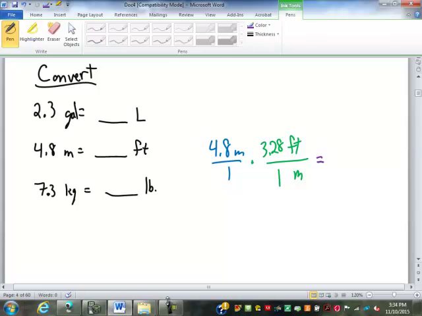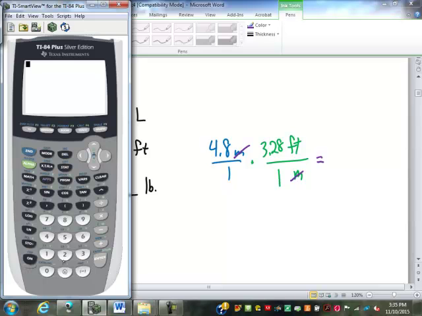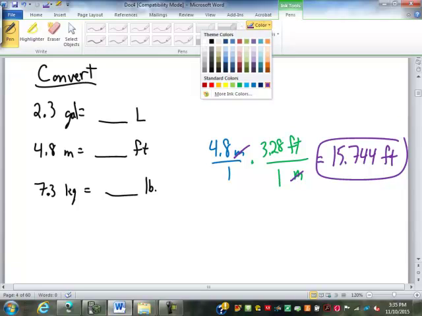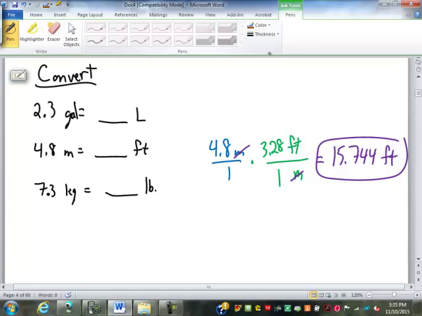So then, all we have to cross cancel is our units. So the meters cross cancel out. 4.8 times 3.28. That sounds about right. Yeah, 15.744. And of course, my math lab would say round to the nearest tenth or hundredth of a foot, or whatever. So that one is done.